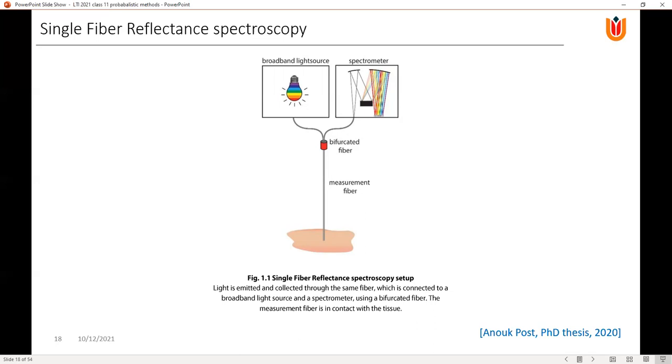Collected light is then sent back through that measurement fiber to the splitter part, and then sent to a spectrometer where it is analyzed in terms of wavelength. So it's an extremely simple setup. The only challenge is to make that coupling. We have one fiber from the source and one fiber to the spectrometer. We somehow have to merge that into one fiber that goes to the tissue. So that is a technical challenge. But other than that, the setup is pretty straightforward.